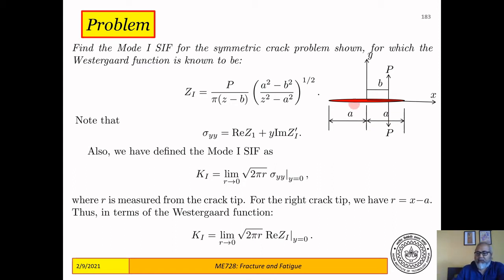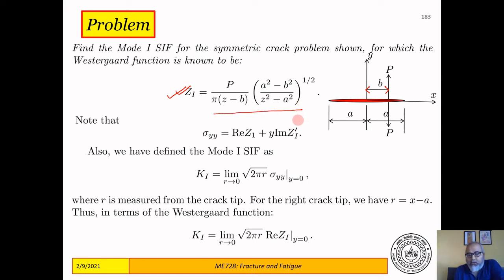So this is a problem of a crack with two opposite loads applied on the upper face and the lower face, and the loads are applied at a distance of d from the y-axis. Obviously this is a mode 1 problem. There's no shear on the crack face, and therefore the mode 1 Westergaard function, Z1, is given to you.